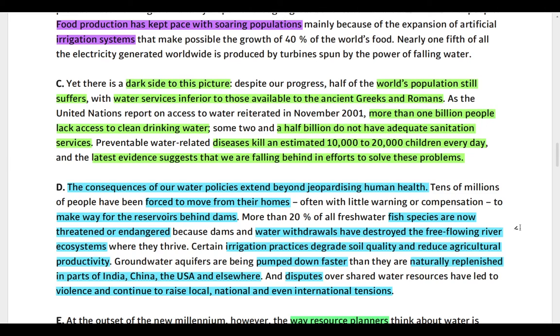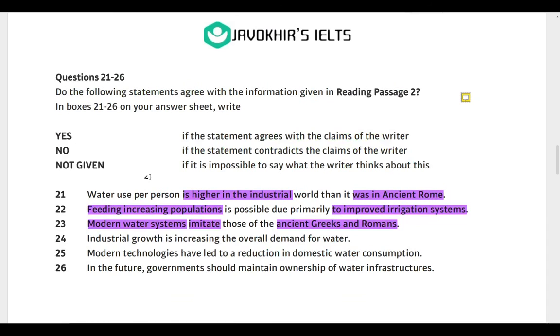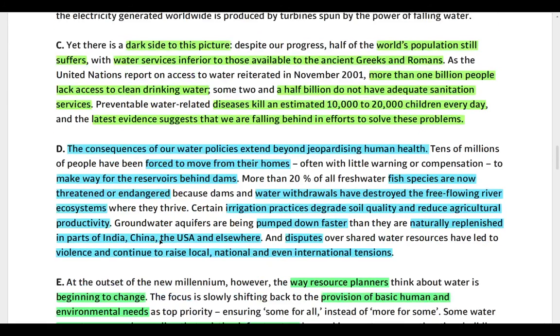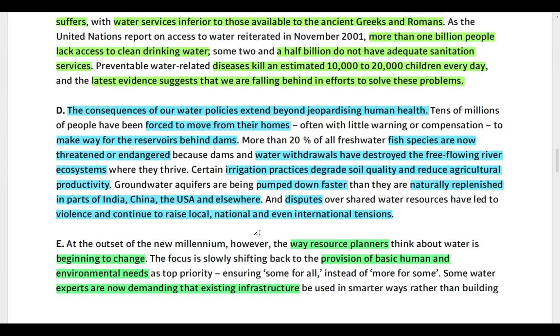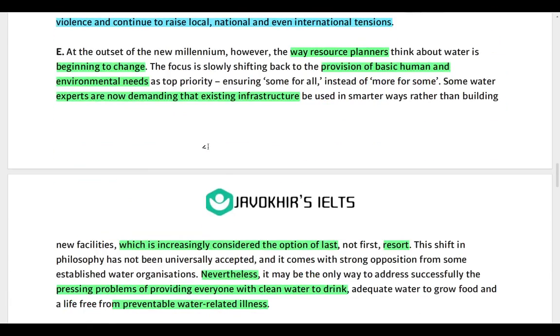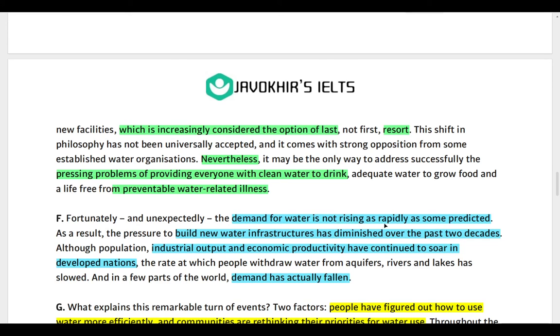24, I would say the opposite. It is saying that it is increasing the overall demand for water, because I remember that the consequences make way for reservoirs threatened and endangered, have destroyed irrigation practices, degrade soil, and something like that, pump them faster. Here is nothing about industrial growth. However, demand for water is not rising as rapidly as some predicted. As a result, the pressure to build new water infrastructure has diminished over the past few decades. That is the first decrease. Industrial output. There we go.